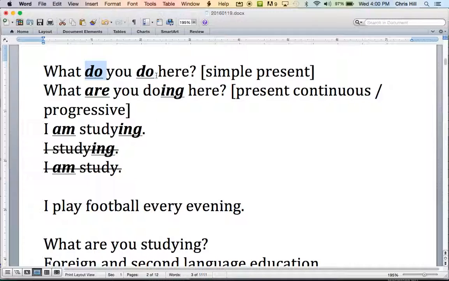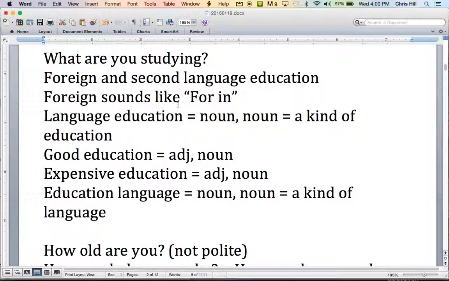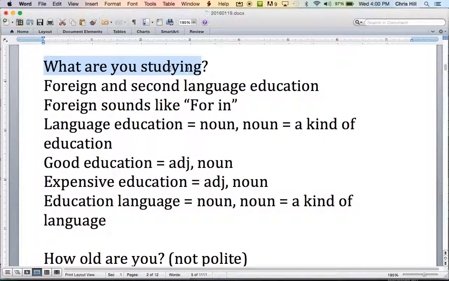Simple present, what do you do here? This means every day, right? For example, I play football every evening. What do you do here every day, right? Next question. What are you studying? This is another good question.